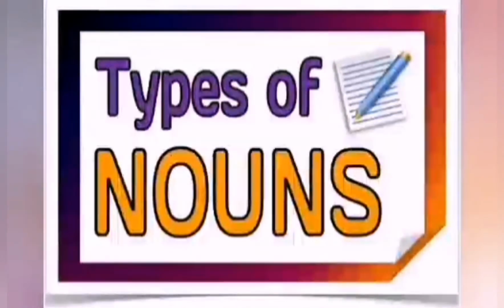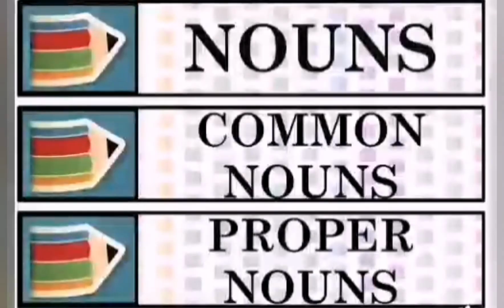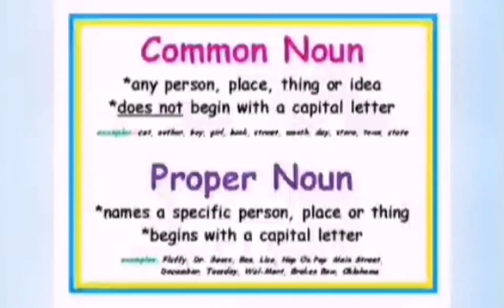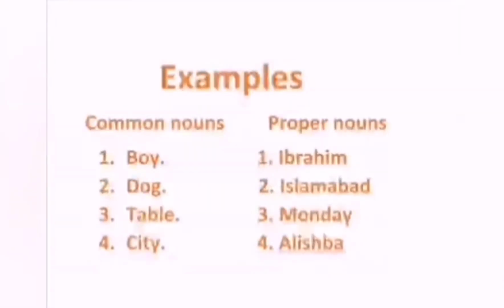Now, types of noun. Today we will learn two types of noun, that is common noun and proper noun. Common noun is a name of any person, place, thing or idea, and it does not begin with a capital letter. Proper noun names a specific person, place or a thing, and it always begins with a capital letter. Let's have a look on some examples of common and proper noun.